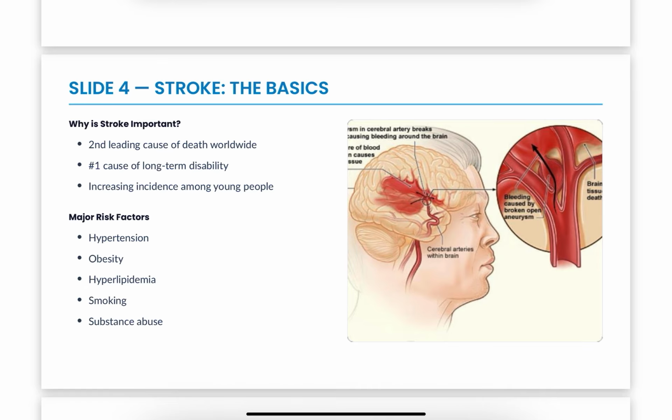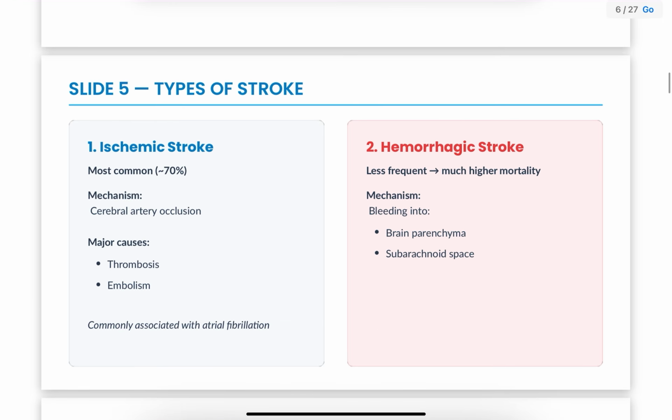Okay, now let's move on and talk about the two types of stroke, which are very important to distinguish between. The first one is called ischemic stroke, which is the most common one, and it accounts for 70% of the cases. Here, the basic problem is what? It's an occlusion of the cerebral artery. What does that mean? It means that the blood flow to a particular area of the brain is interrupted.